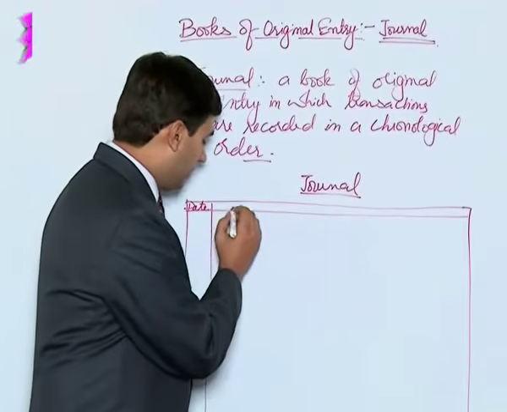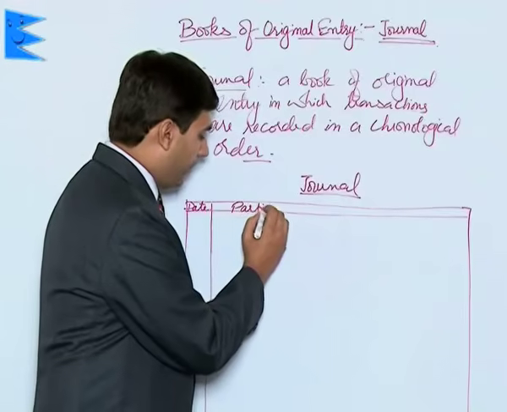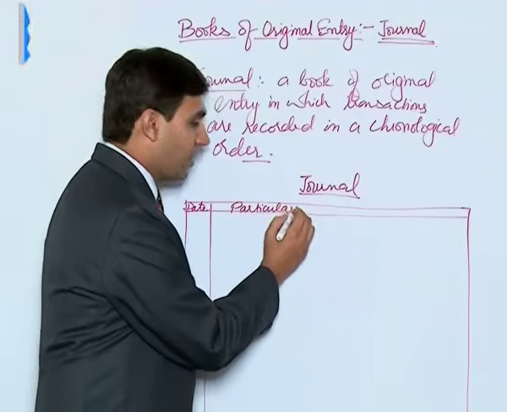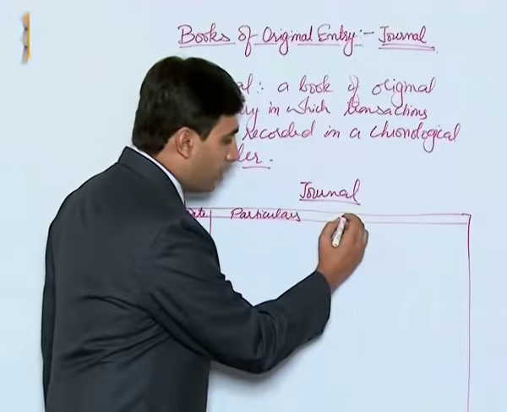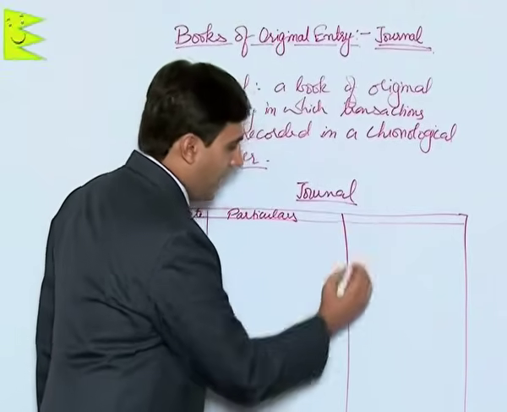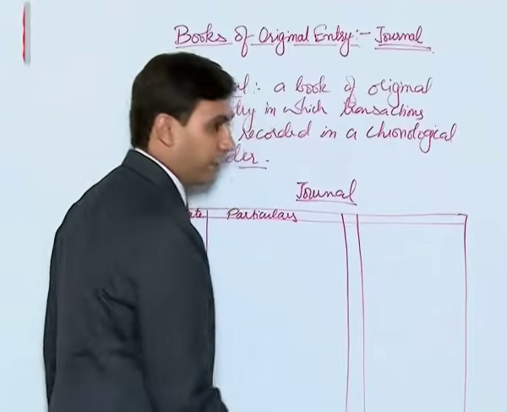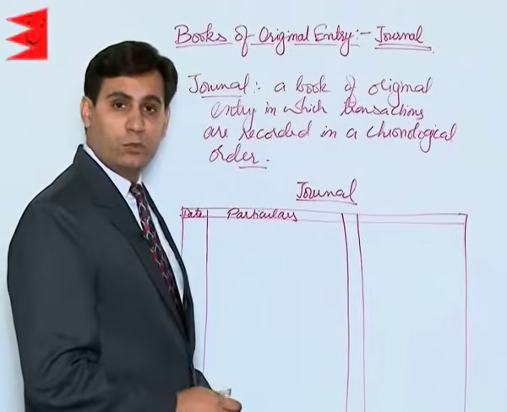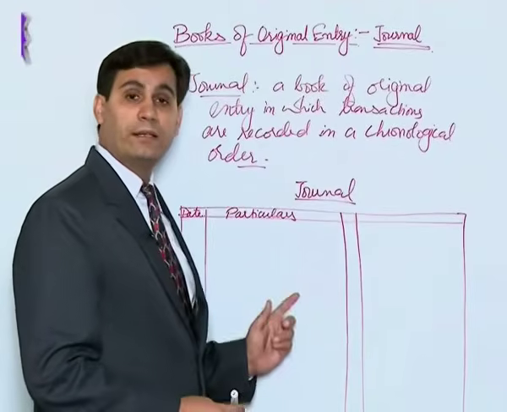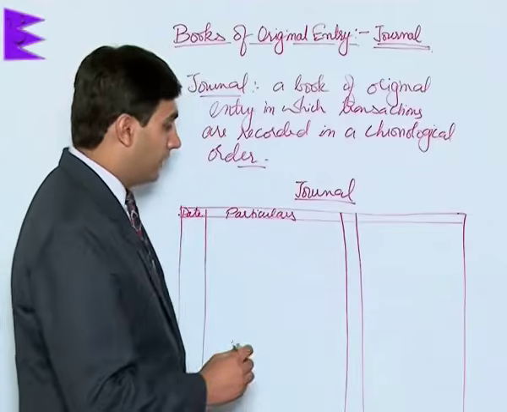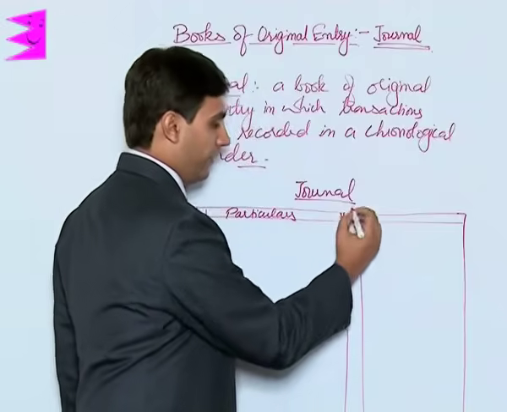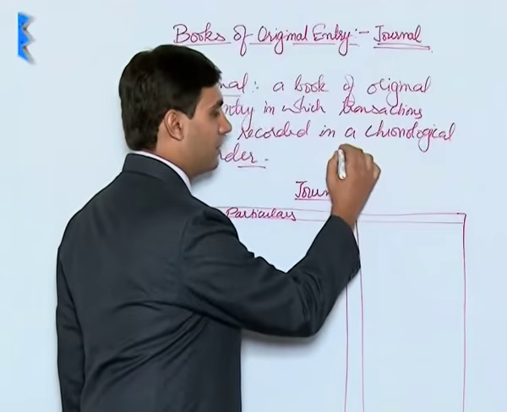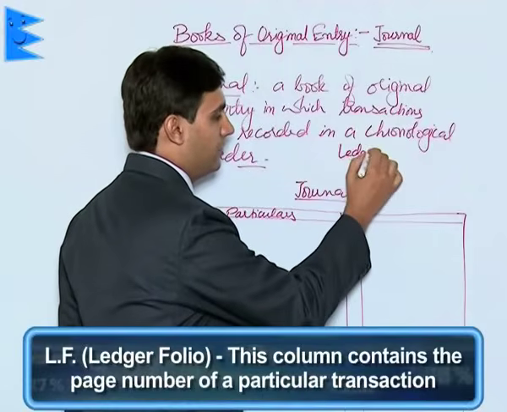The second column is particulars. Width wise, it is the largest column. It is the column in which actually the transactions are recorded. That is, after applying the rules, the accounts are then debited and credited. Then we have a small column for ledger folio, LF. LF I am writing here, it stands for ledger folio.